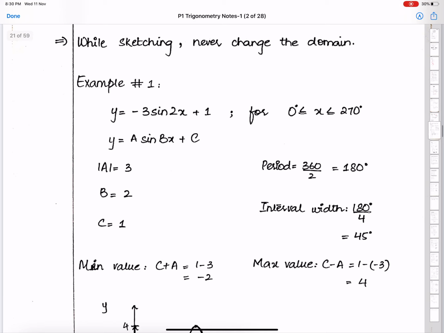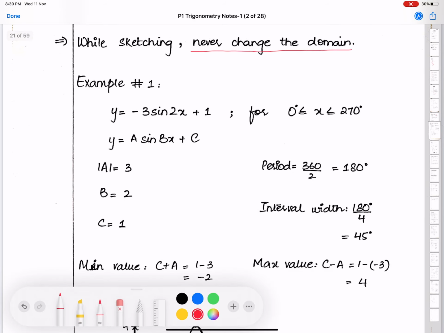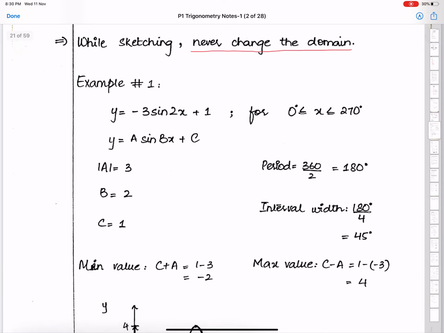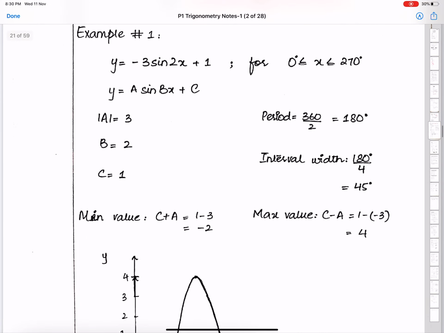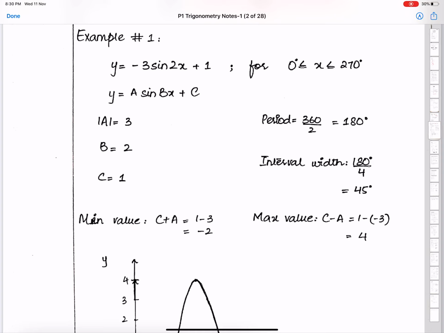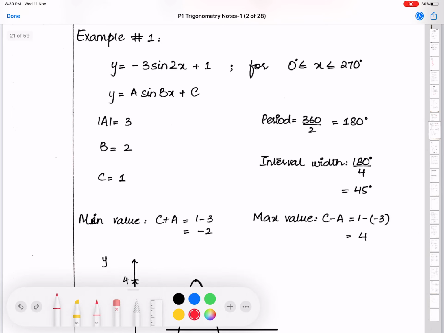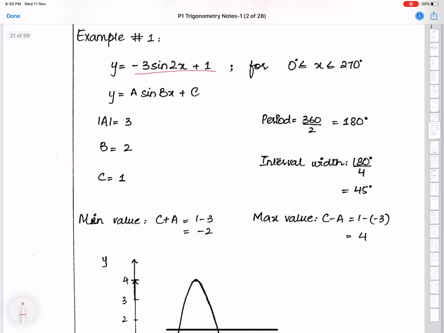Now, while sketching, never change the domain. I already have explained this step in the important points of sketches. Never change the domain. Now, this is one of the most important examples regarding the sketches. We have to sketch this curve for this domain. So, number one, we need to compare this equation with the standard equation so that we can get the values of a, b and c.